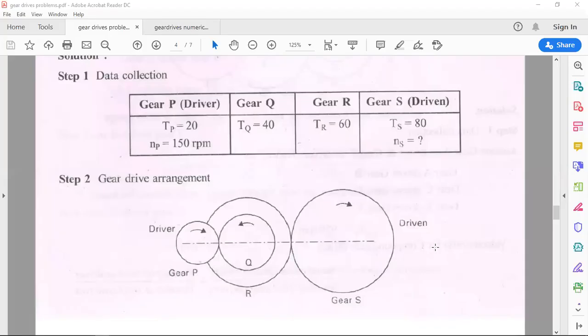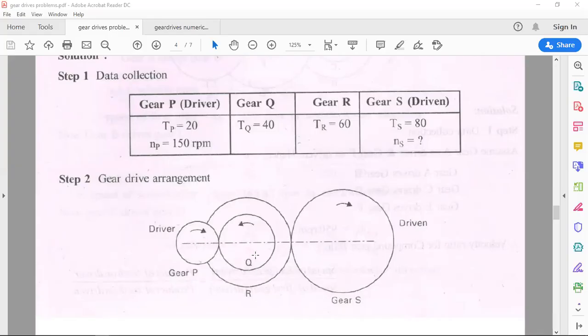It is the product of the number of teeth on the driver gears divided by the product of the number of teeth on the driven gears. So what are the driver gears here? The gear which drives the other gear is called the driver. Here P drives Q, and R drives S. So P and R are called the drivers, and Q and S are called the driven.